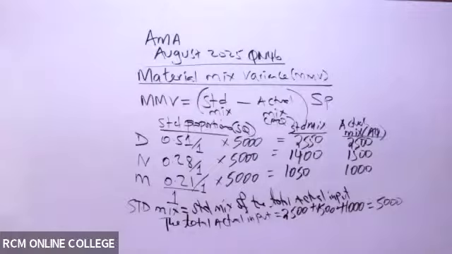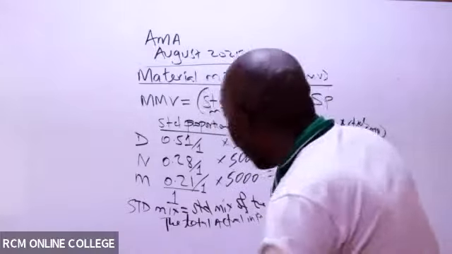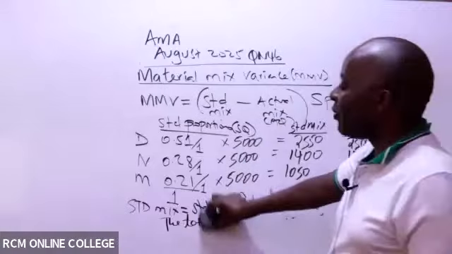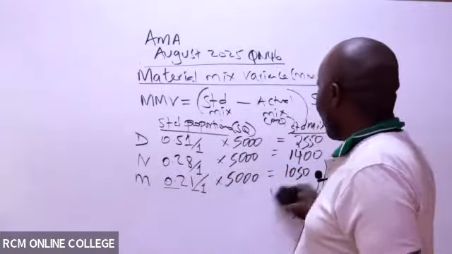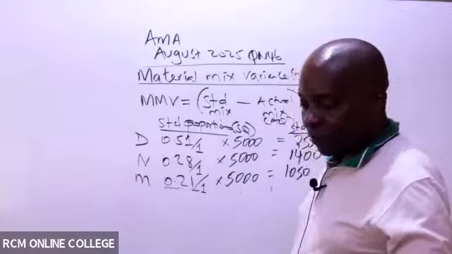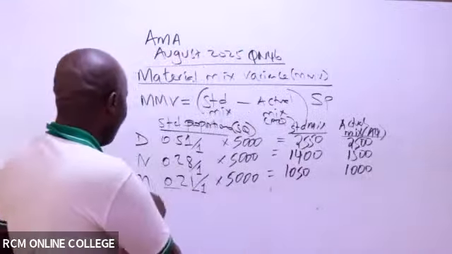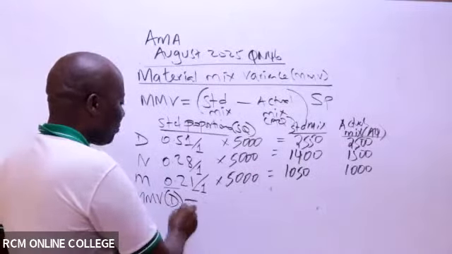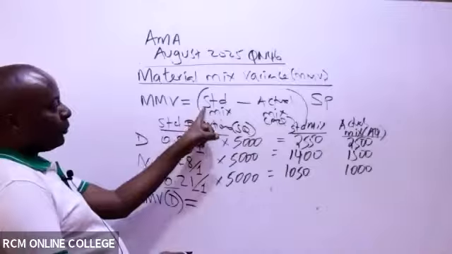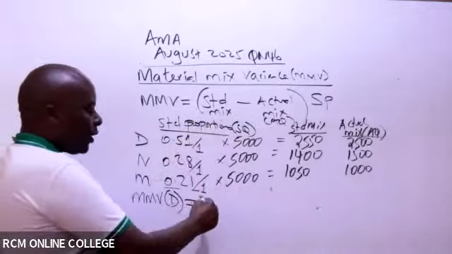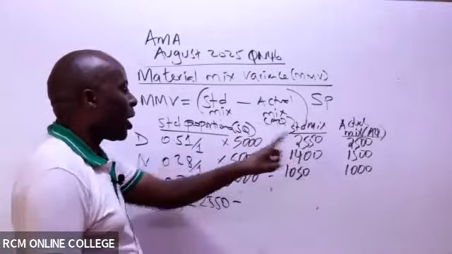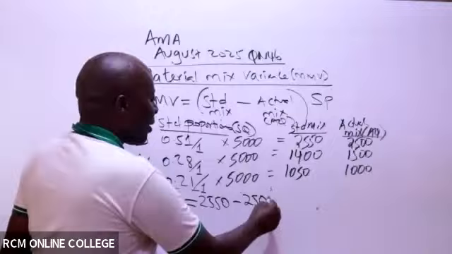Now, once I have that, ladies and gentlemen, then I will be able to basically get my material mix variance for each product. So we start with material mix variance for D. I'm following this formula. The standard mix there is 2,550 minus the actual mix of D, 2,500 kilograms.